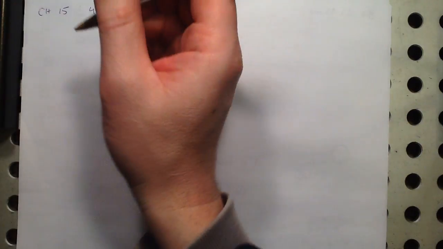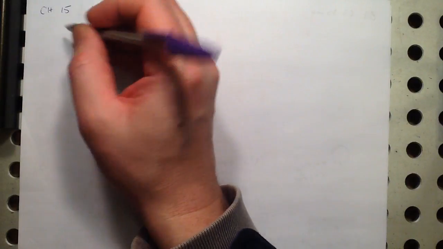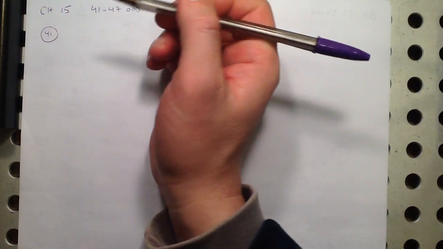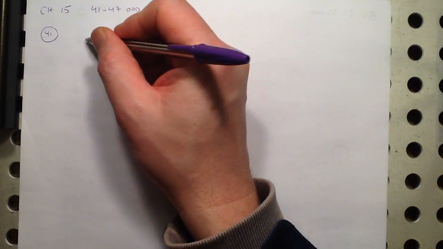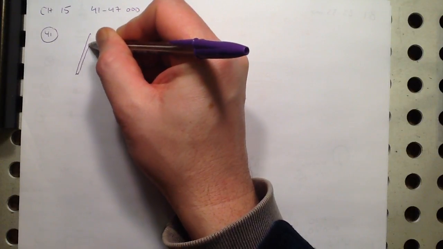AP Physics. Doing 41 to 47 odd from chapter 15, Simple Harmonic Motion. In number 41, we've got a physical pendulum. It looks like something like this.